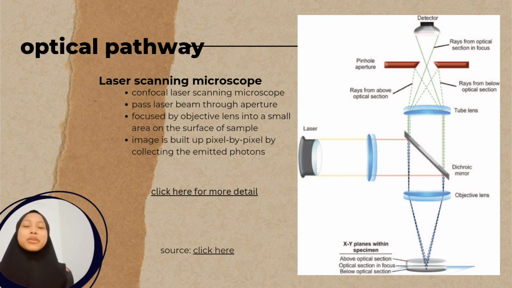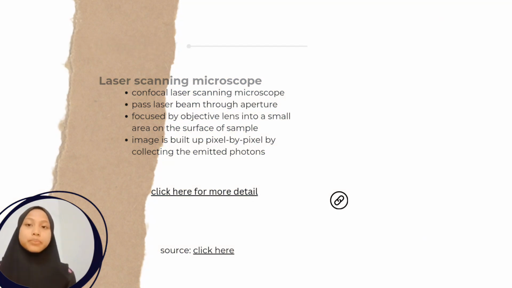Lastly, laser scanning microscope. Contohnya a confocal laser scanning microscope. It works by passing a laser beam through a light source aperture, which is then focused by an objective lens into a small area on the surface of a sample. An image is built up pixel by pixel by collecting the emitted photons from the fluorophores in the sample.